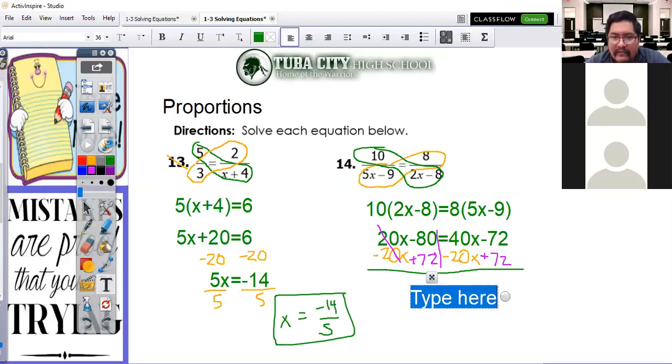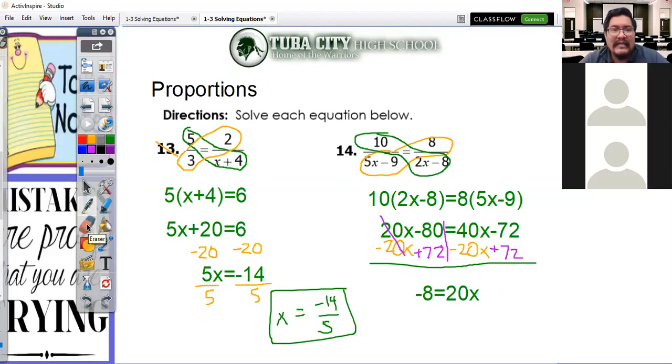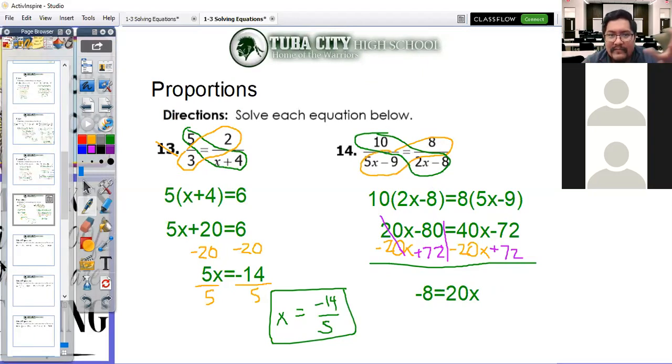So now I have 80 and 72. So 80 minus 72 is 8. So 8 equals 40 minus 20x, which is 20x. Now the x is on the right side. If we had done this the other way, it would have been something like negative 20x equals 8, and you would still get the same answer. Whether you move the x to the right or to the left wouldn't matter.